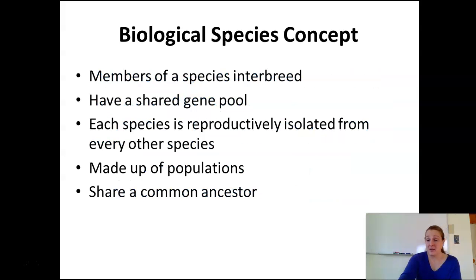So the whole foundation, or the big theme in evolution, is the biological species concept. This idea that members of a species interbreed and make viable offspring. They can keep perpetuating the species. They have a shared gene pool, all of those genes that are possible for any individual in that species. Species are reproductively isolated from each other. In other words, they're not going to interbreed and make offspring. Our species are made up of populations, and species have common ancestors.